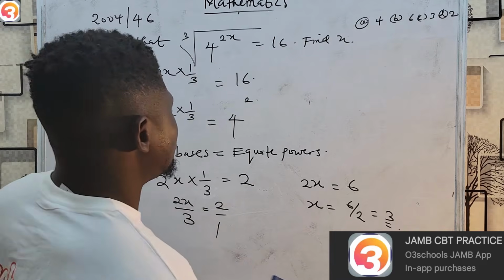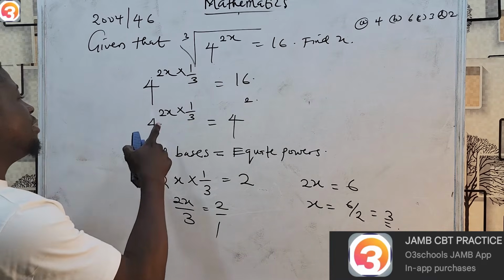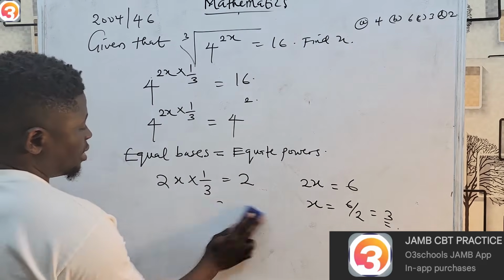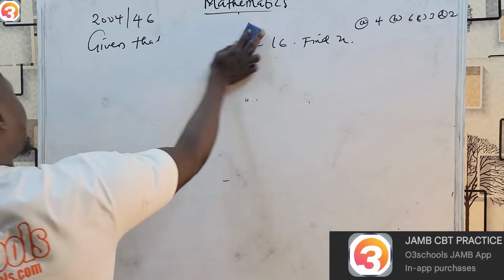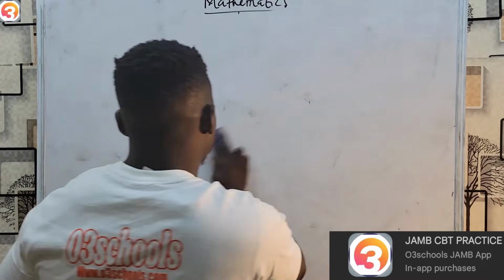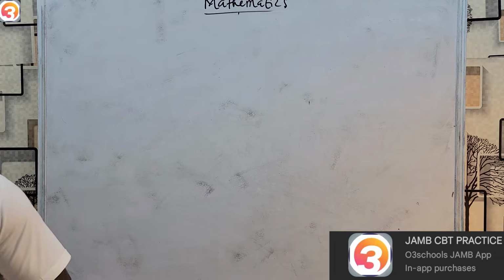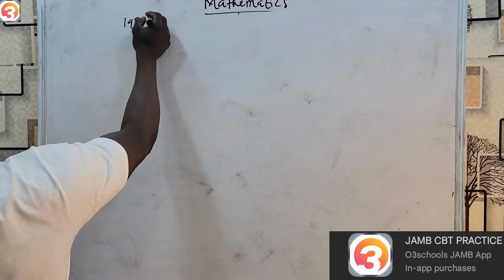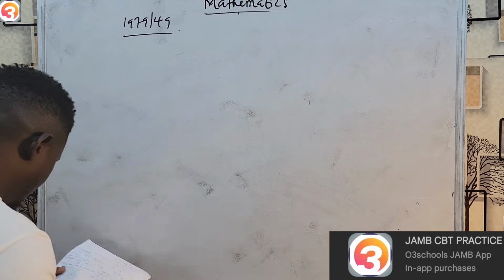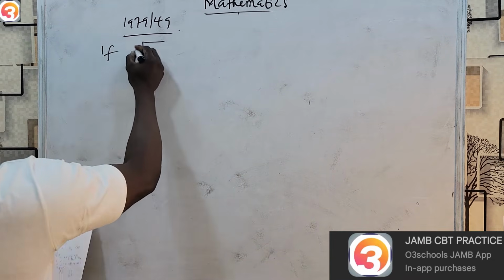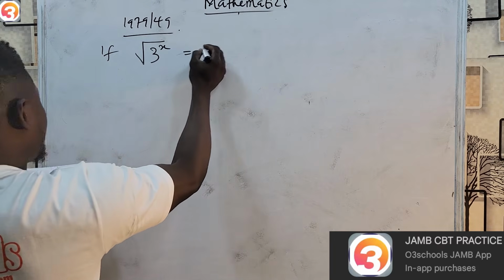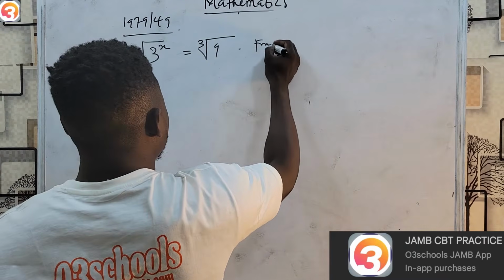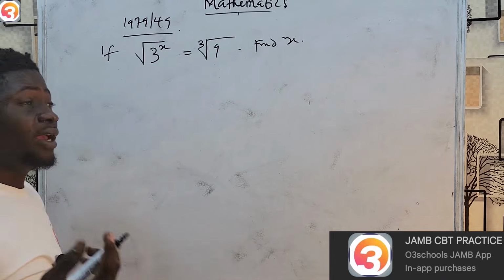Nothing more, nothing less. Whenever you are in this condition and you have the same bases, simply equate the powers and you will get the unknown. All right, let's go to another question quickly. That was very easy to solve. Now this is a 1979 question number 49. They said if 3 raised to power x is equal to the third root of 9, find x. This one is also very, very easy.